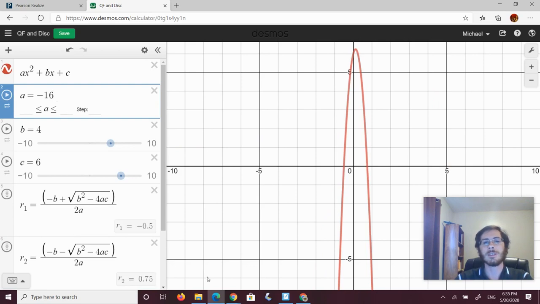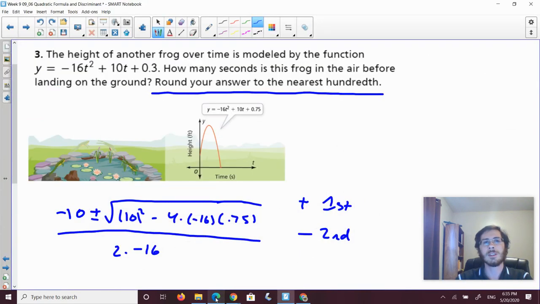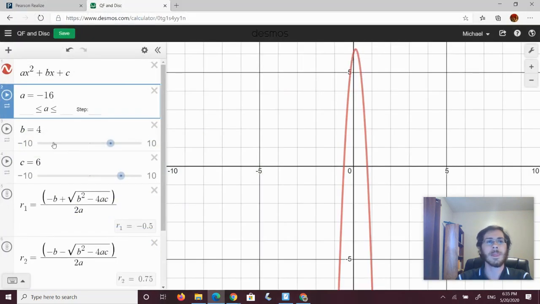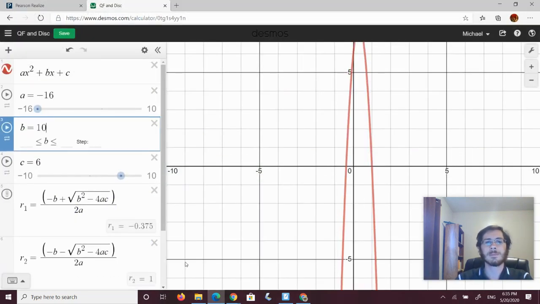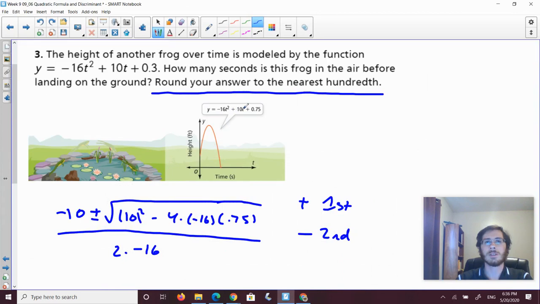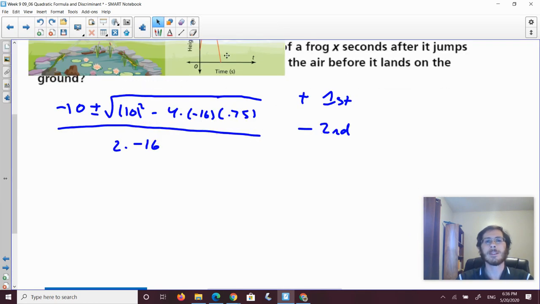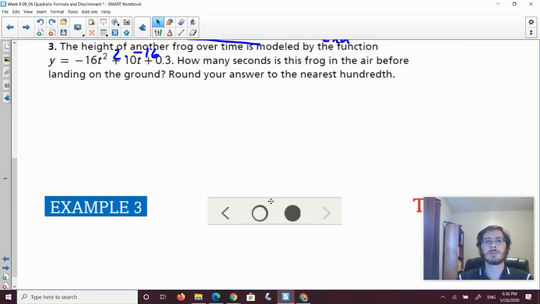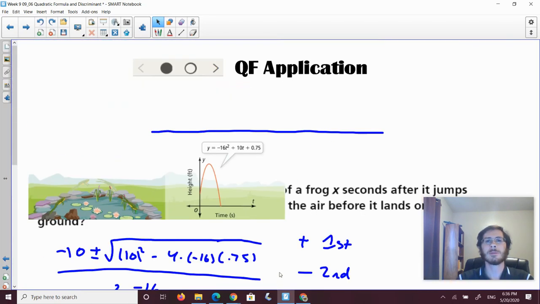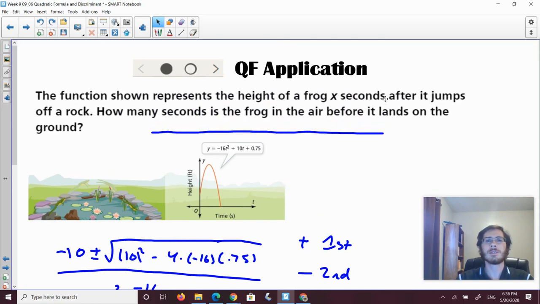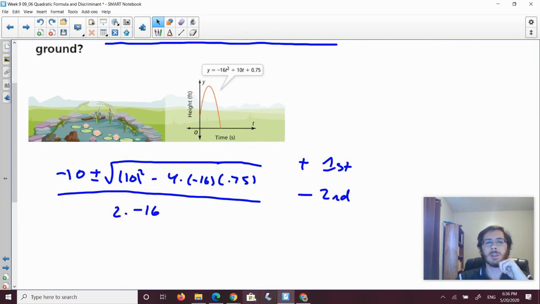I know A is -16. B is going to be 10. And then C, they gave me 2 different equations, but I'm going to go with the 0.75 equation. I'm going to pick this one right now. I think I got them flip-flopped. I did. That's why that's a little confusing. There we go. That makes more sense. We'll still keep that right there, though. And we get 0.75 for C.